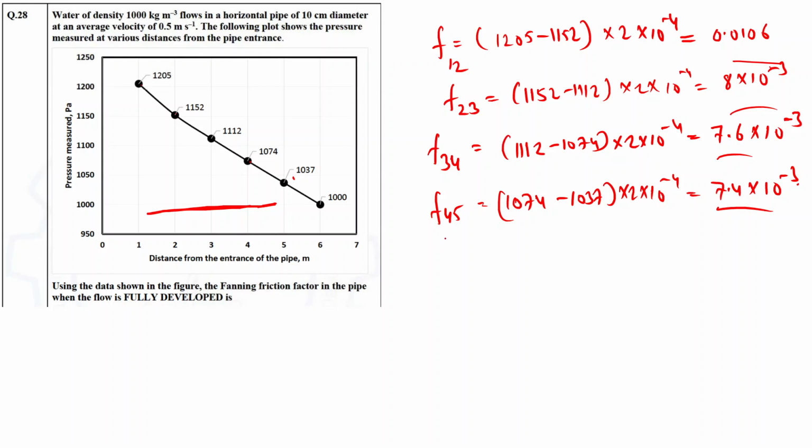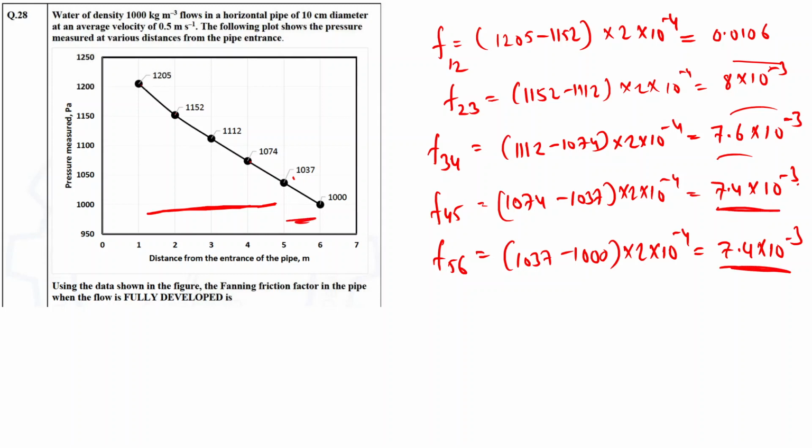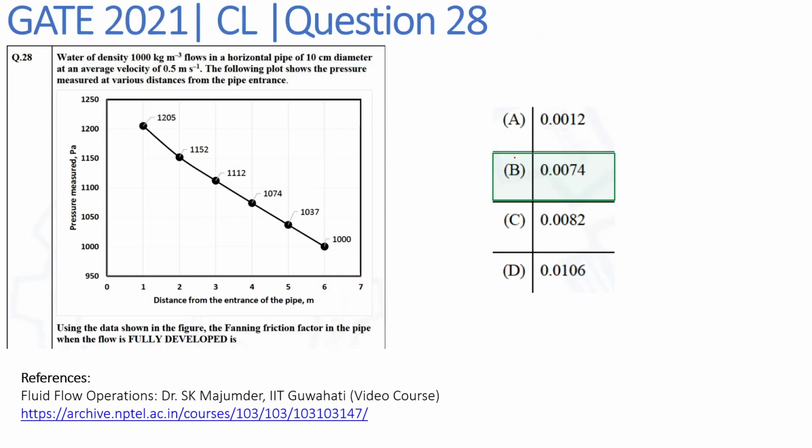Now for the last section, F56, you can write it as 1037 minus 1000, into 2 into 10 raised to minus 4. So now it will be 7.4 into 10 raised to minus 3. For the last section, that is 5 to 6, we can see that the friction factor is becoming constant. That implies the flow is fully developed, and we can write the fanning friction factor within the pipe, that is F, as 7.4 into 10 raised to minus 3. So this is our final answer. And from the given options, we can select option B, that is 0.0074, as the correct answer.